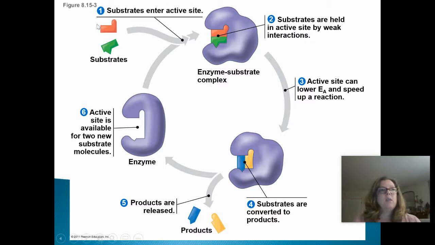So here you have substrates, they're binding into an enzyme. That active site now allows us to convert these to products. Once this is over with and the products are released, the enzyme goes back to its original state and can pick up new substrates. So again, the enzyme is not consumed by this reaction.